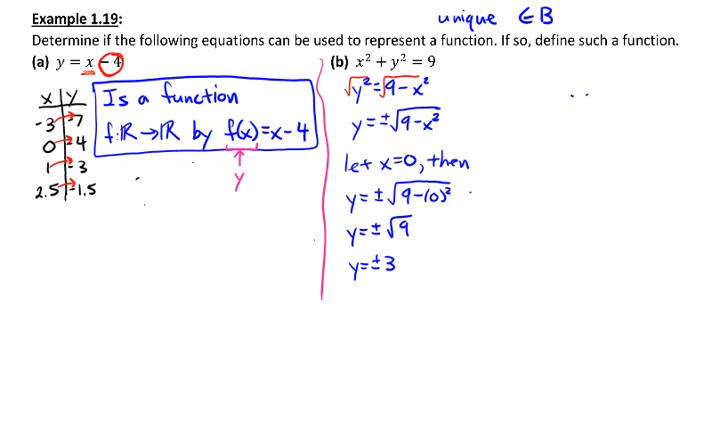So what I'm saying is that 0 maps to 3, and 0 also maps to negative 3, which means that there are two different outputs for that one input. This violates the uniqueness criteria that a function must have. So this is not a function.